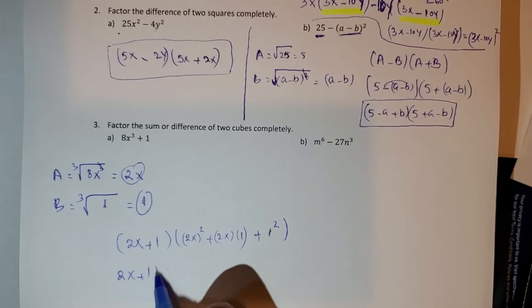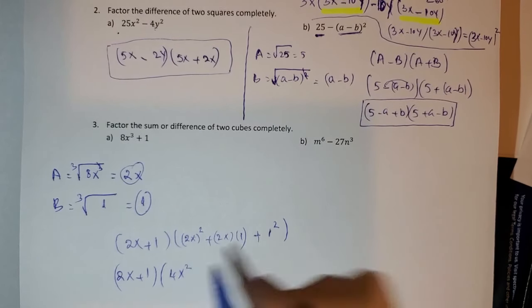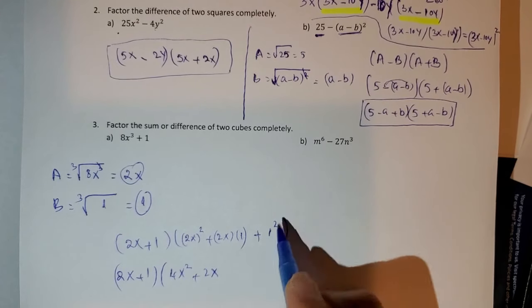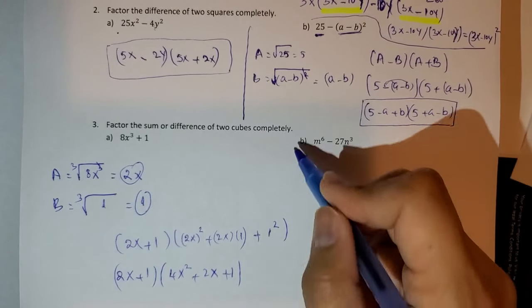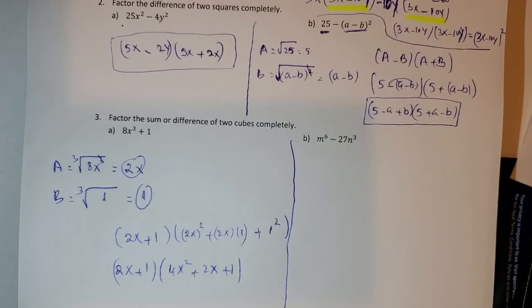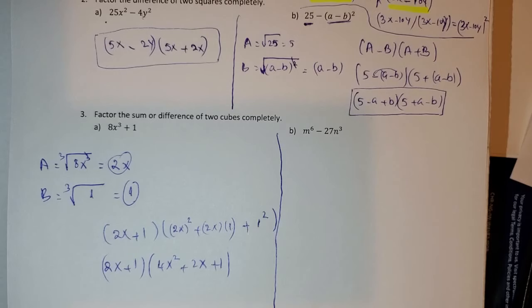Alright, so now all you have to do is simplify this one a little bit. So 2x plus 1, and then that should give me 4x squared, and 2 times 1, that's going to be just 2x, and 1 squared, which is just 1. So now we move on to the last problem here.